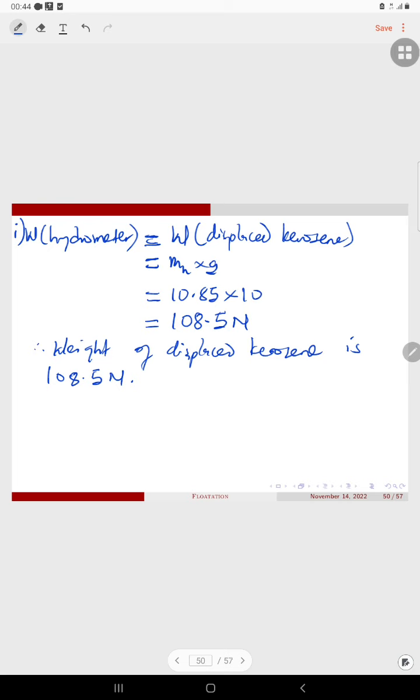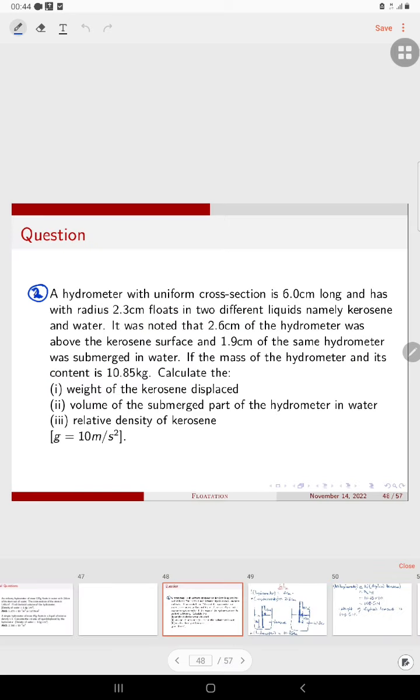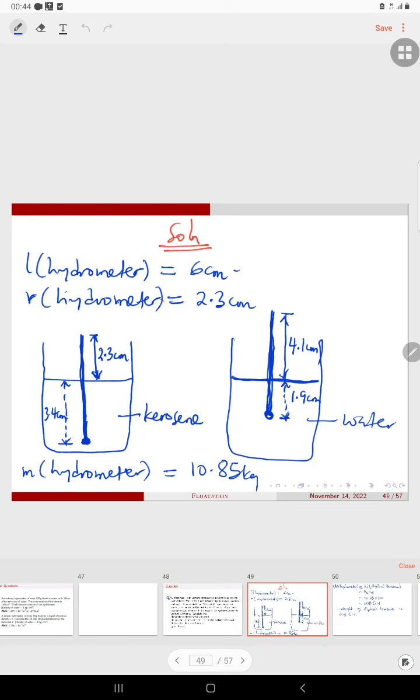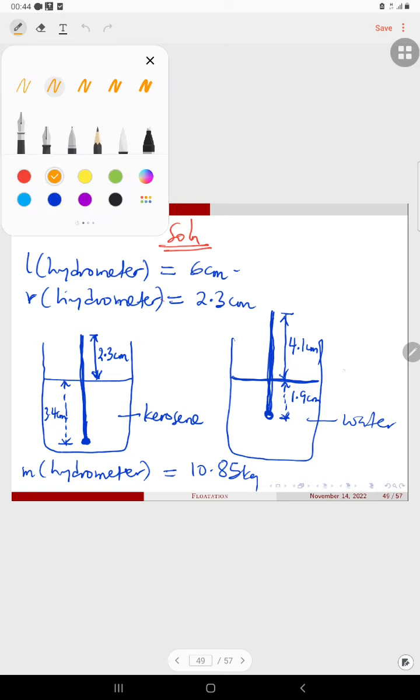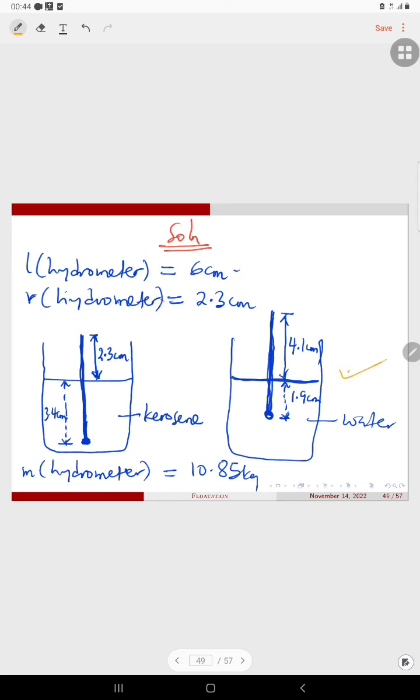Great. So let's look at the second part. In the second part, we are told to find the volume of the submerged part of the hydrometer in water. So they are referring to this part. This part is what they are referring to.